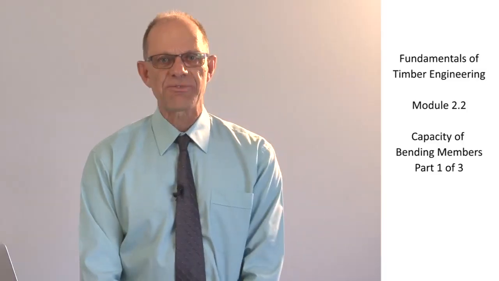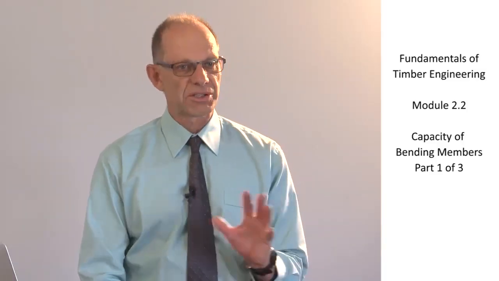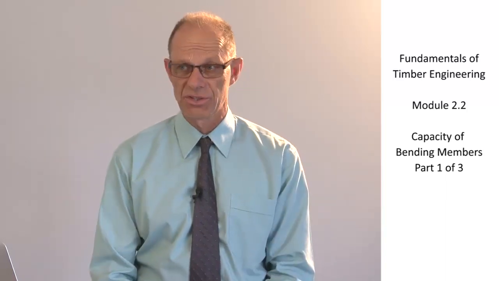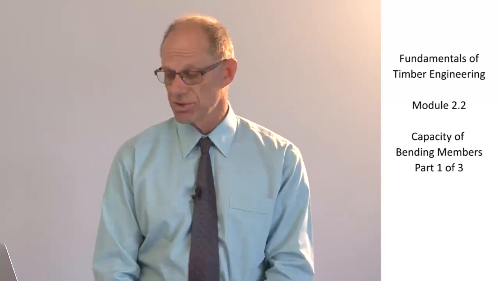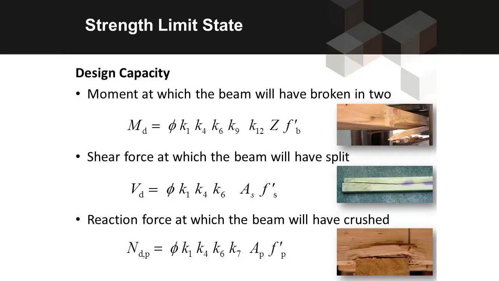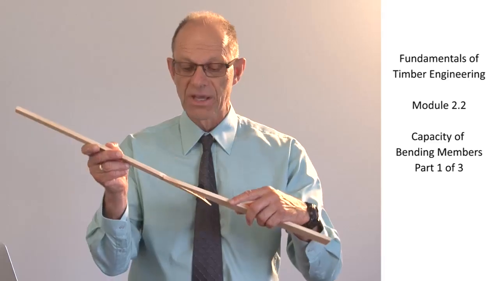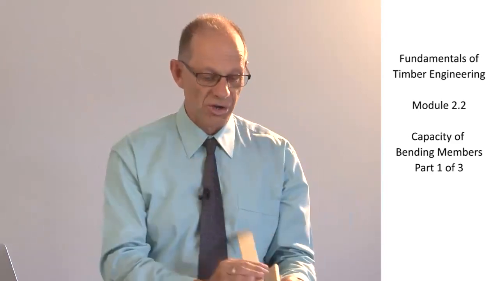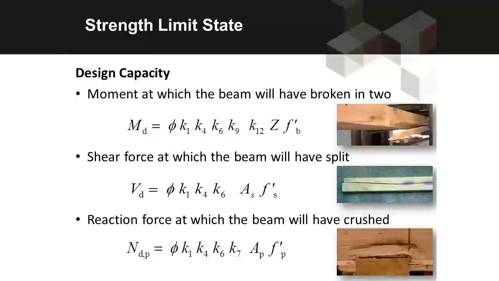There are three different failure modes that we have to be concerned about for bending members. And these three failure modes each have their own design capacity, and that is shown on this slide. So the top one is the bending capacity. That's the capacity that we've already discovered. That's a capacity limited by a flexural fracture of the timber. The next one is the shear force. So a shear failure looks quite different to a flexural failure, and you can see a picture there of a piece of timber that has a shear failure in it.